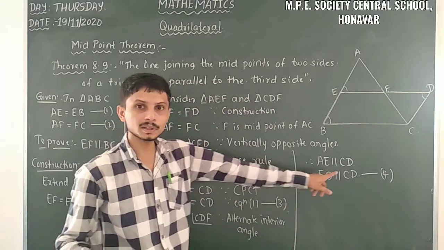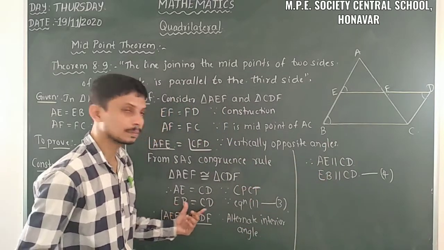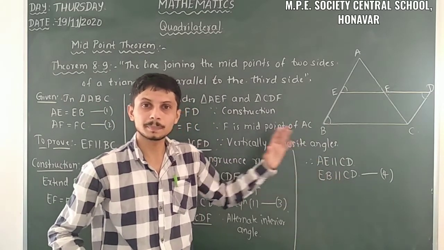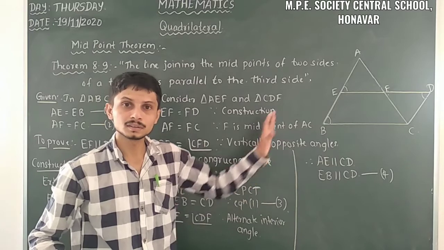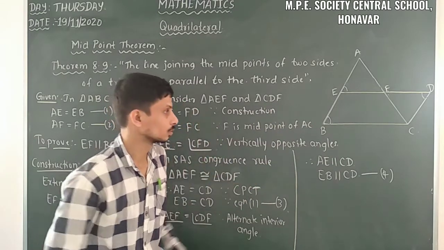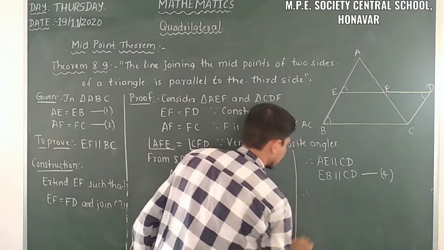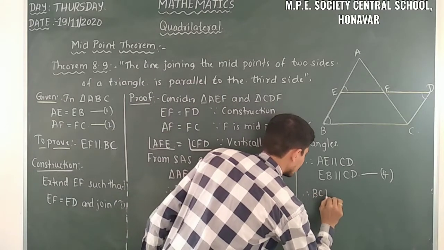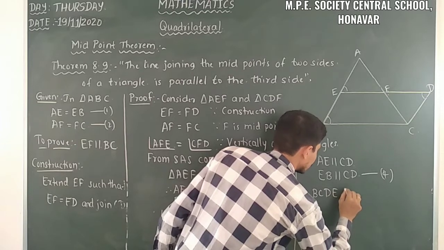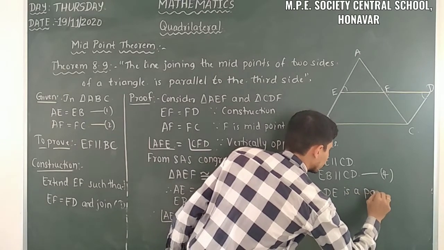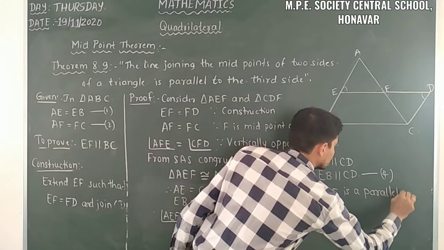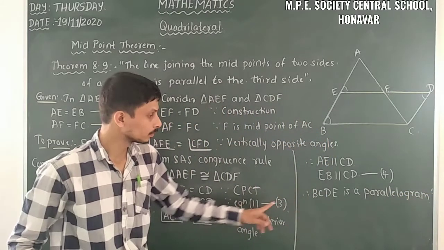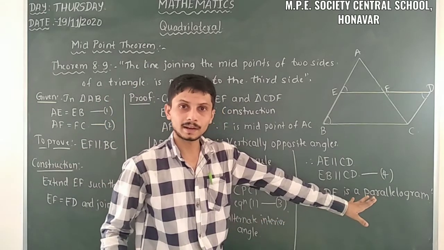From equation number 3 and 4, just observe EB is equal to CD and EB is parallel to CD. That is a pair of opposite sides that are equal and parallel. So that is a parallelogram. Therefore, BCDE is a parallelogram. From equation 3 and 4, we have BCDE is a parallelogram here.